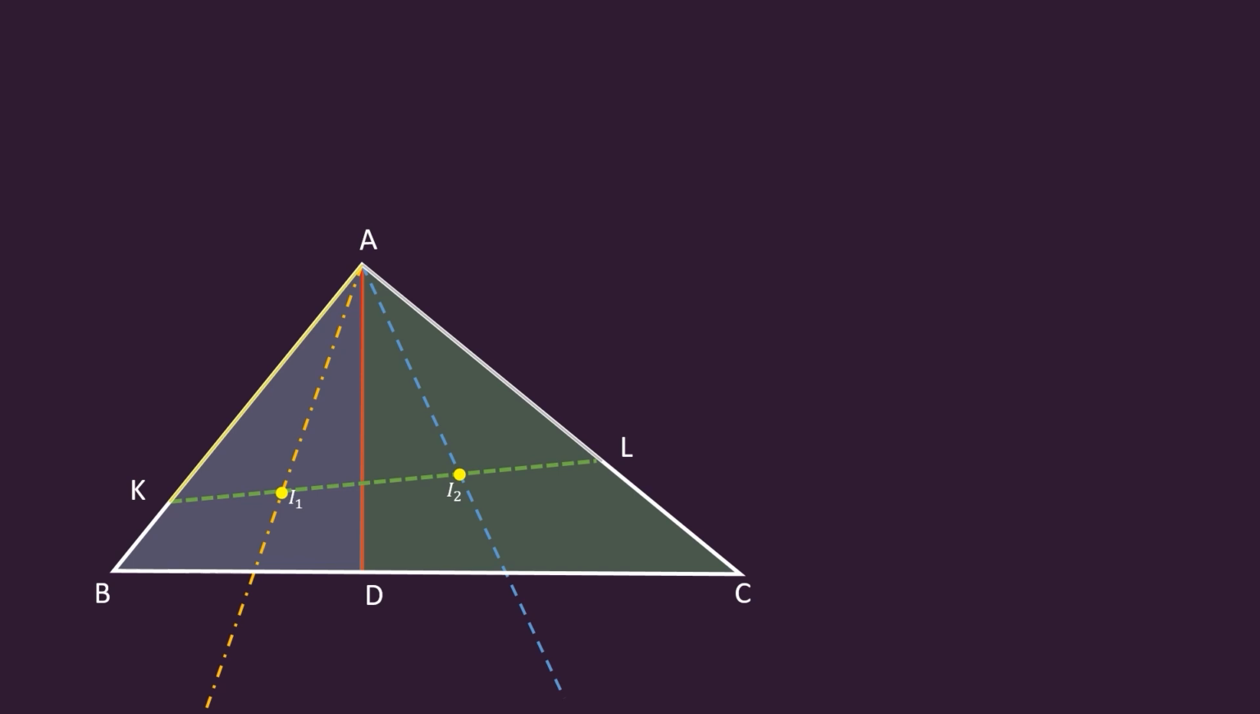The length of the segment AK is exactly equal to the length of the altitude AD. And the length of AL is also exactly equal to AD. So, the genius of this puzzle is that AK equals AL equals AD.